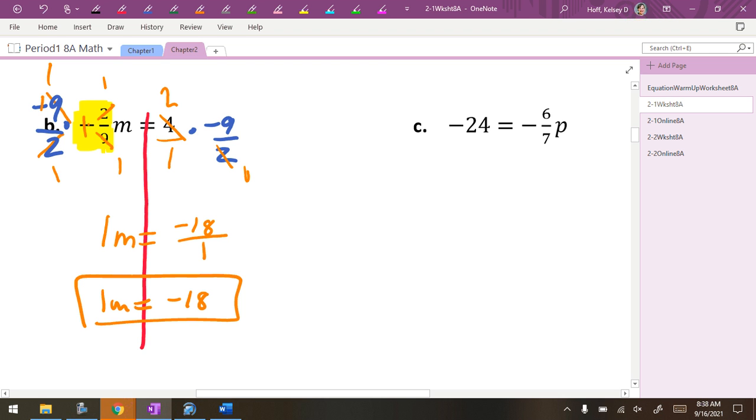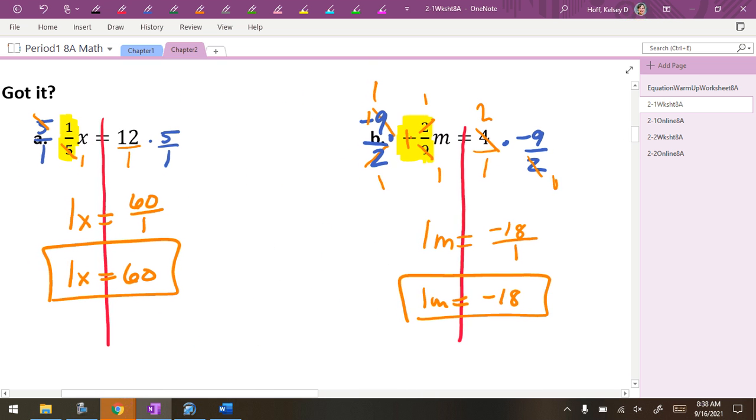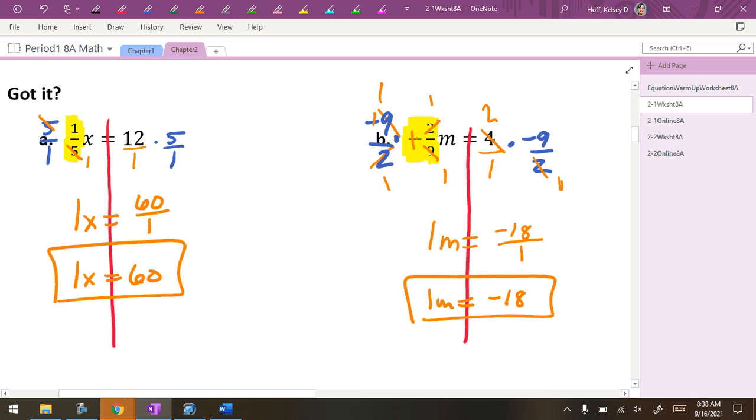I want you to try to do C on your own. I'll leave up A. I'll even put A and B up there. Try to do C on your own. Identify your coefficient. Don't panic because it's on the other side. That's okay. Flip it and multiply it on both sides. Make sure you're picking the number in front of the variable to flip it.